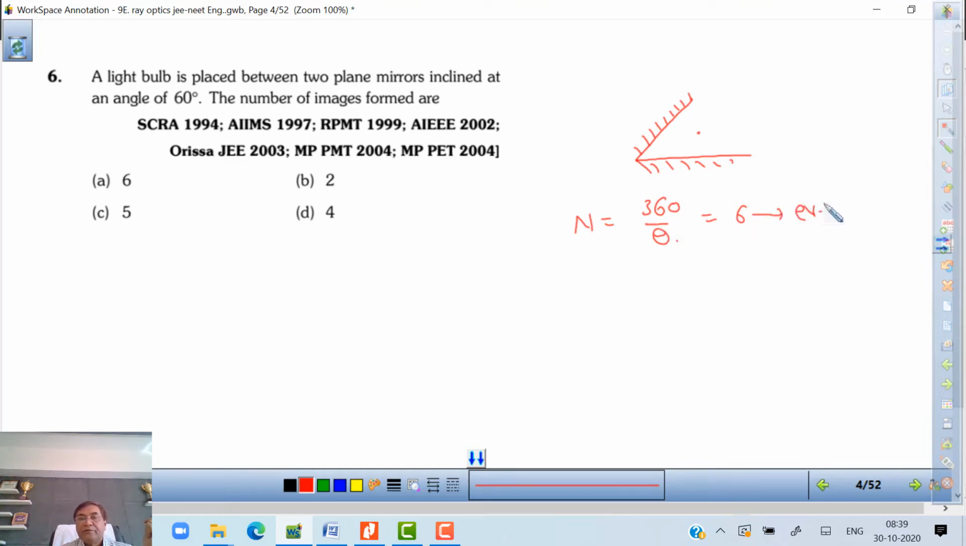This is an even number. So if it is even, then n minus 1 is the number of images. If this is odd, then I have to see if it is symmetrical, exactly the same angle on both sides, then it is n minus 1. If it is anti-symmetric, then only n. And you can find the position also.